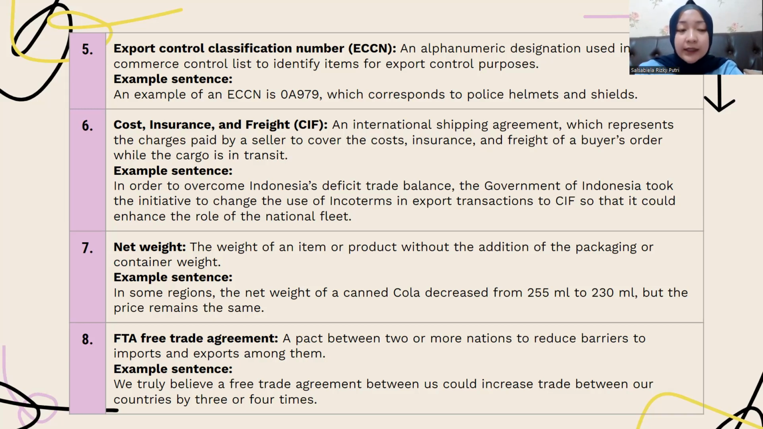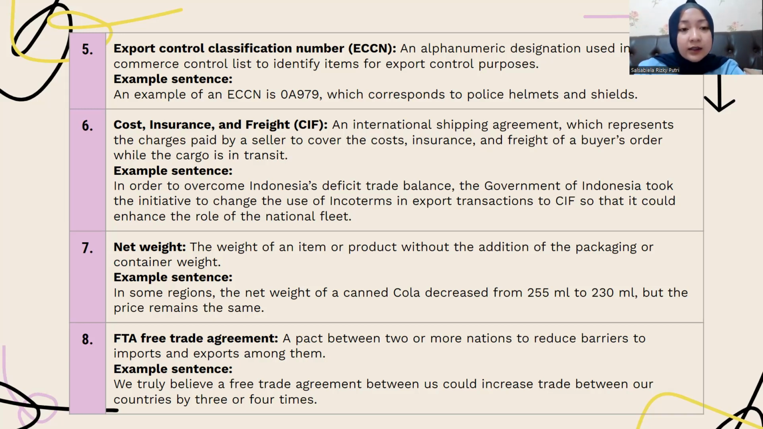And for the example sentence is, an example of an ECCN is 0A979, which corresponds to police helmets and shields.